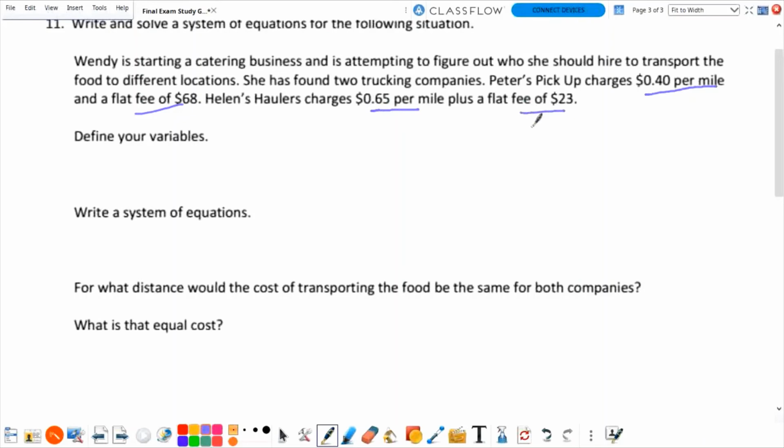So let's start by defining our variables. We're not looking at Peter's Pickup charges and Helen's Haulers. We're looking at the miles versus how much that's going to cost us, right? That's what we're trying to figure out. So we've got X and Y. And remember, we've got an independent and a dependent. The miles are going to be our independent, and that total cost is our dependent, so our Y value. All right, so let's go ahead and write those into equations. So let's start with Peter's Pickup.